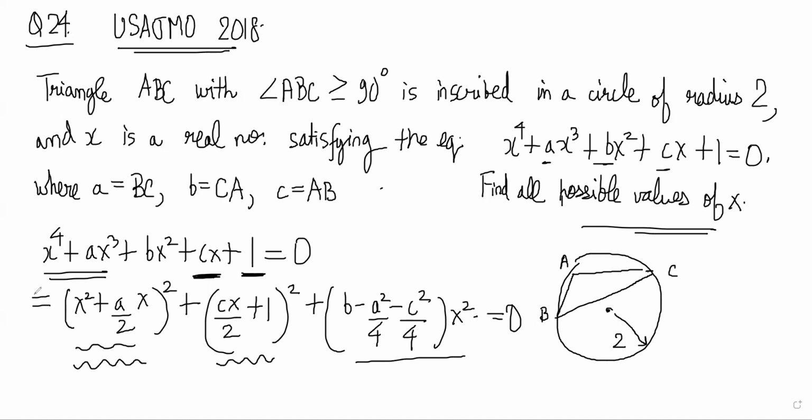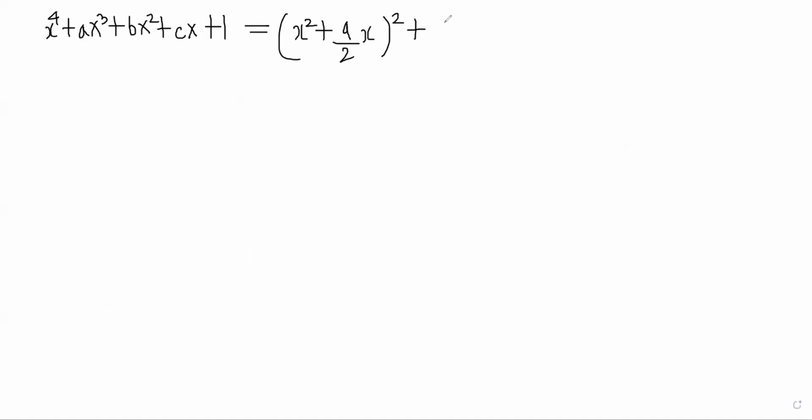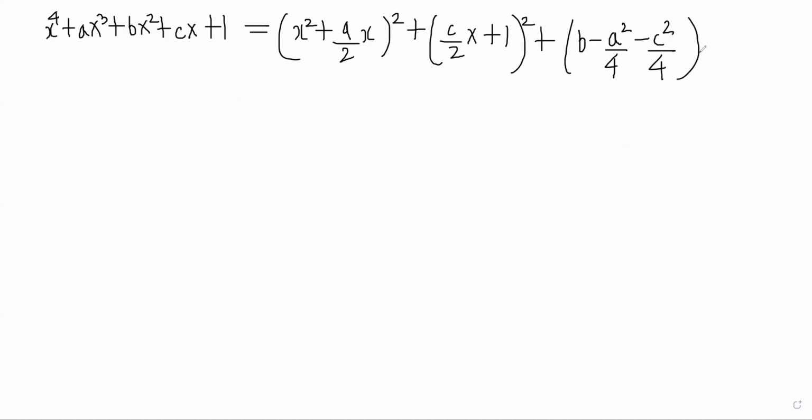Great. So let's rewrite it on the screen. We have x^4 + ax^3 + bx^2 + cx + 1 is the same as (x^2 + (a/2)x)^2 + ((c/2)x + 1)^2 + (b - a^2/4 - c^2/4) times x^2. We have to solve the equation equal to 0.